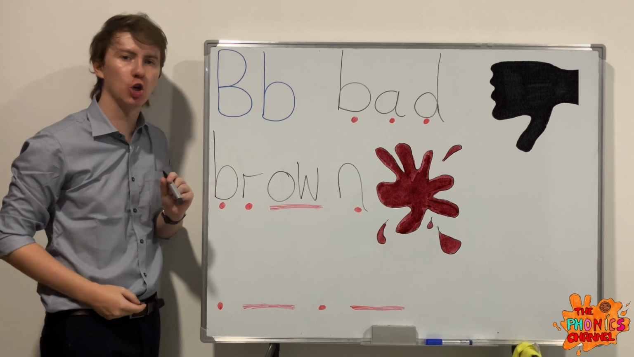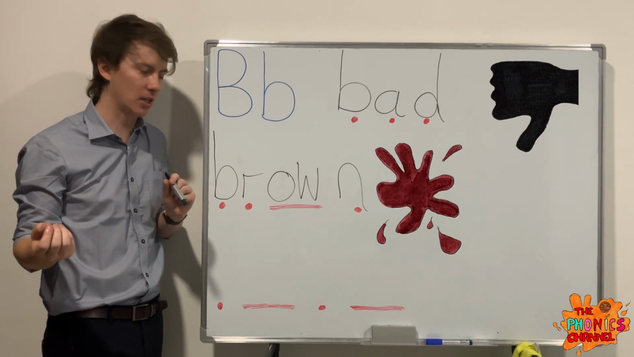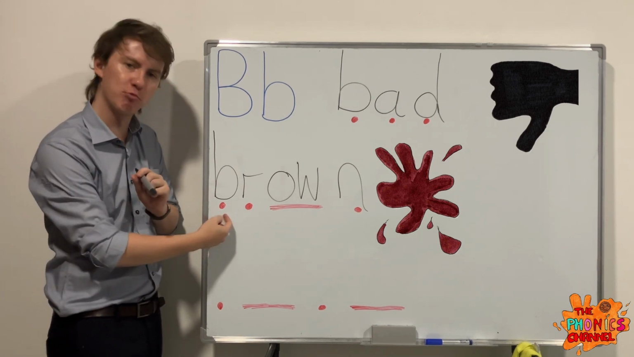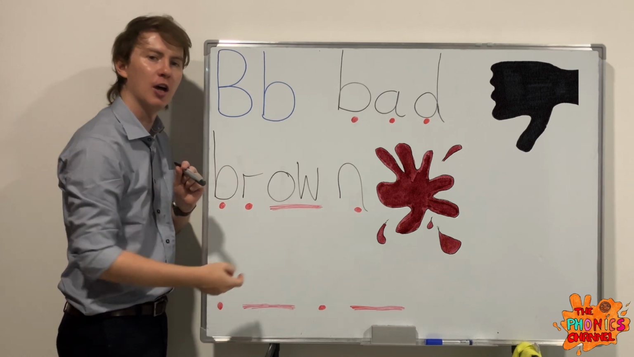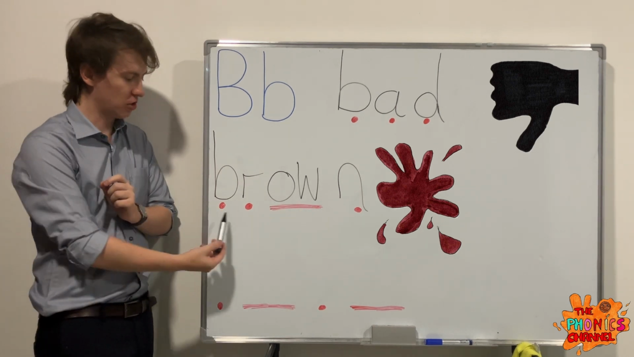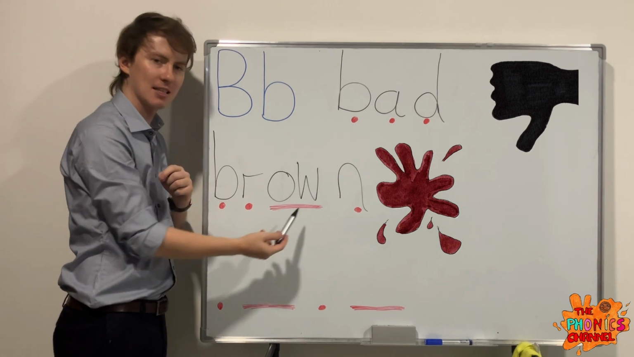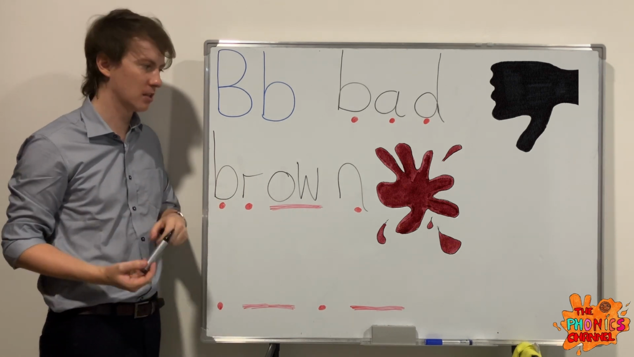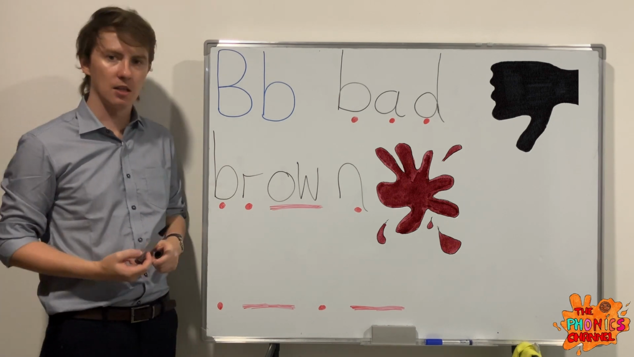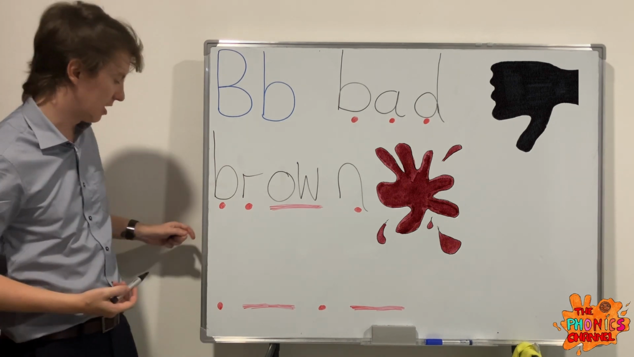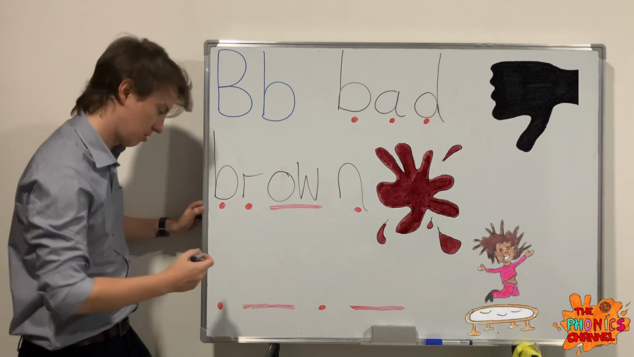Brown. The colour brown, you could say in a sentence. Br, ow, brown. So you've got adjacent consonant br, digraph ow, and a single letter sound, brown. Okay, super.